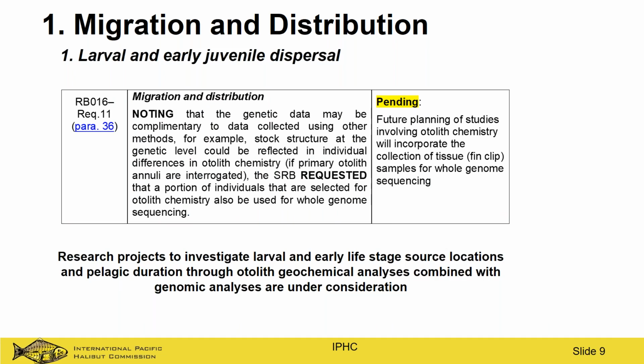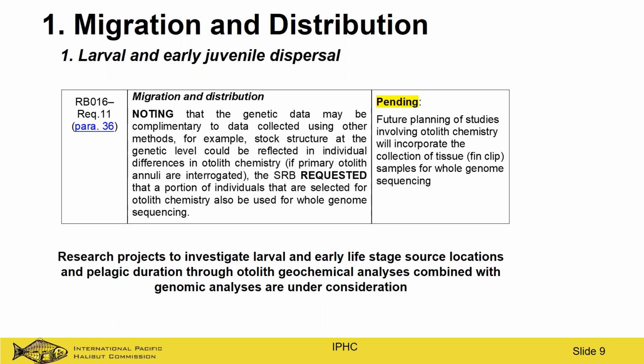If we go through the different requests, request 11 from the SRB017 was related to migration and distribution, and you noted that the genetic data may be complementary to data collected using other methods. For example, stock structure at the genetic level could be reflected in individual differences in otolith chemistry if primary otolith annuli are integrated. And then the SRB requested specifically that a portion of individuals that are selected for otolith chemistry also be used for whole genome sequencing. This is a work in progress. In fact, the proposals to address this issue are now being contemplated. So we don't have currently any research projects by which we can collect otoliths as well as genetic samples, but proposals are now on the table to address this issue.